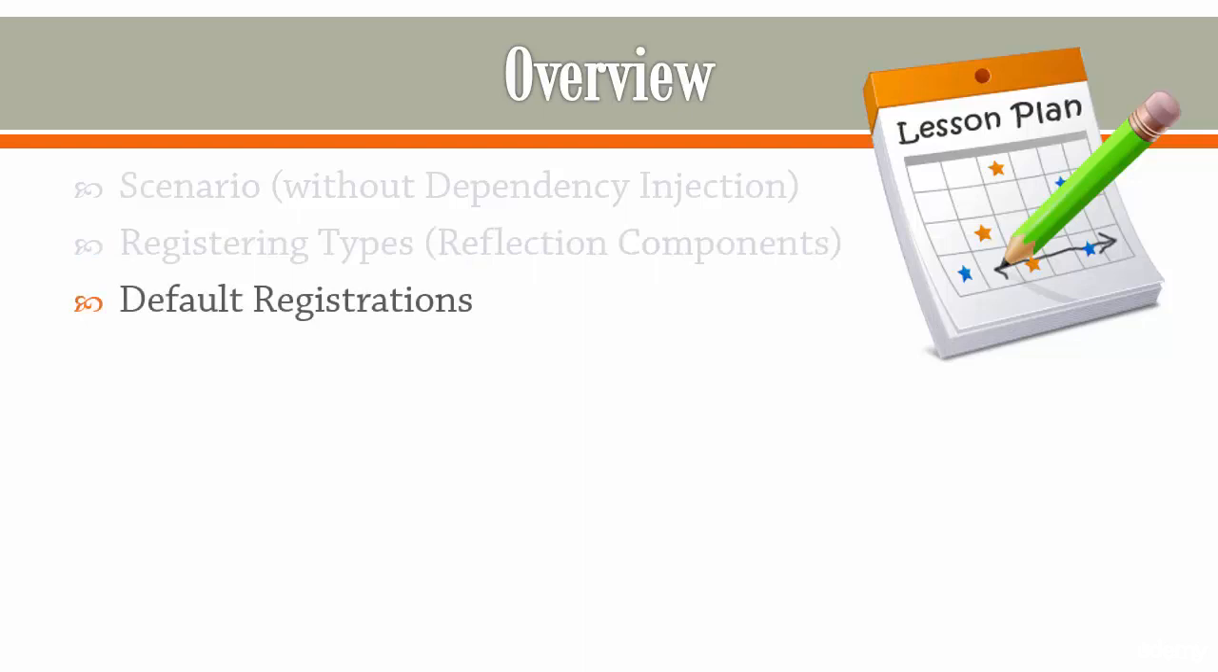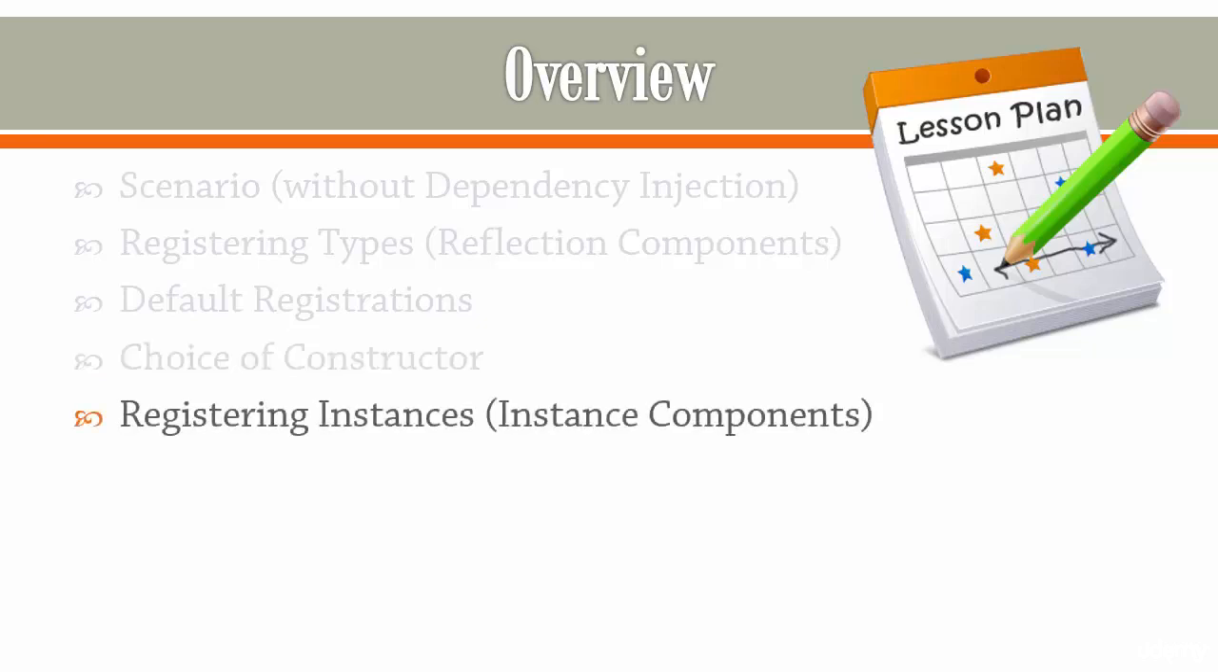Then we're going to talk about something called default registrations. This is the idea of discussing how Artifact picks which component to inject and how it actually makes the decisions. We'll talk about the choice of constructor here. So that's if you have a class with multiple constructors, how does Artifact know which constructor needs to be called to instantiate a particular dependency?